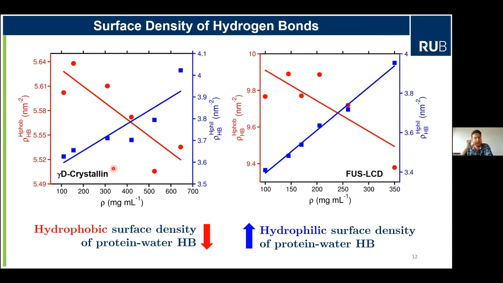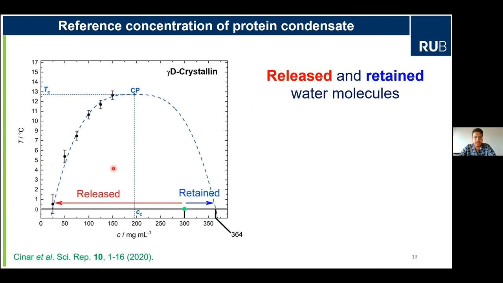On the other hand, we have the hydrophilic surfaces, where with the increase in protein concentration, the density of hydrogen bonds increases. That is, the population of water molecules on the hydrophilic surfaces increases. So these are the water molecules that are retained on formation of the protein condensates. From this analysis, we can categorize water molecules into two separate parts: the released water molecules that are released into the bulk on condensate formation, and the retained water molecules that are retained within these condensates. Now, the question is, can we actually calculate the entropy contributions for these two different kinds of systems?